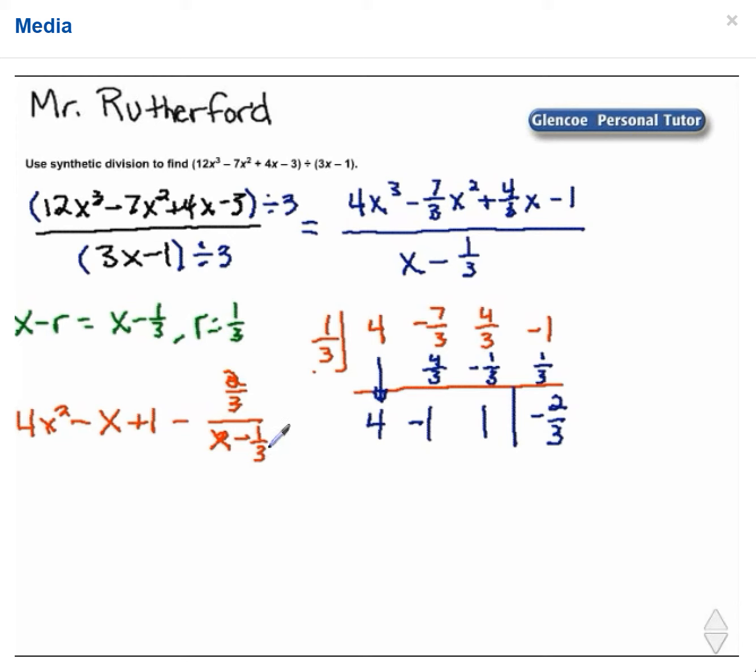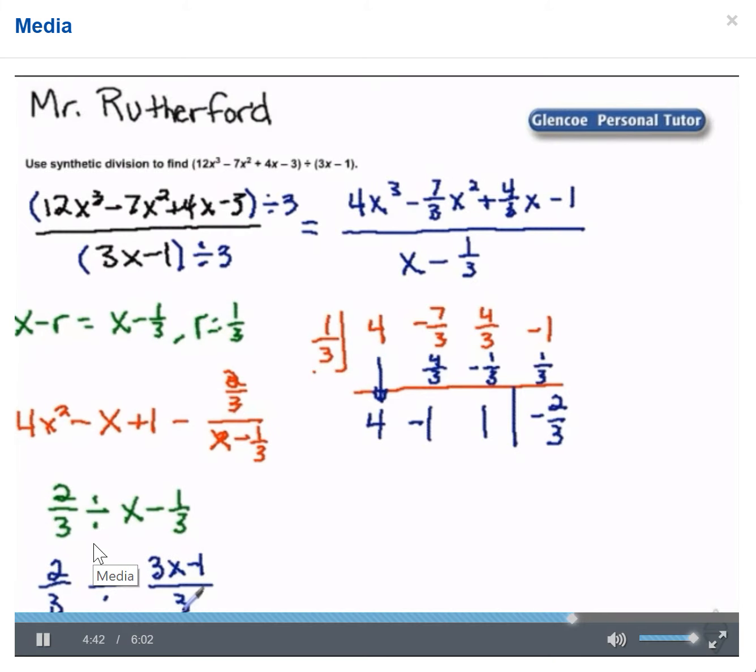Now we need to change the remainder. So we're going to rewrite this, and we'll have 2/3 divided by x minus 1/3. I'm going to change the x minus 1/3 to this, what we have here, the 3x minus 1 divided by 3, because remember these were equivalent. So instead we have 2/3 divided by 3x minus 1 over 3.